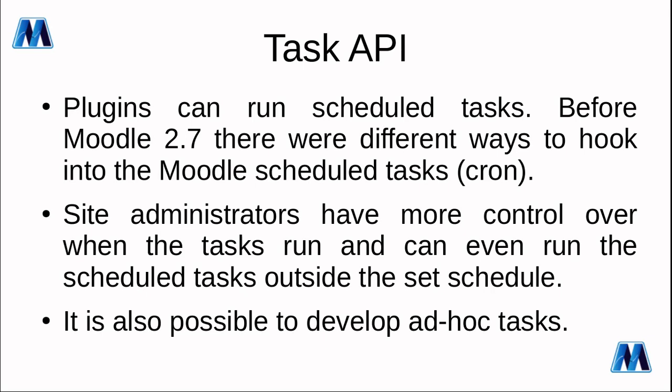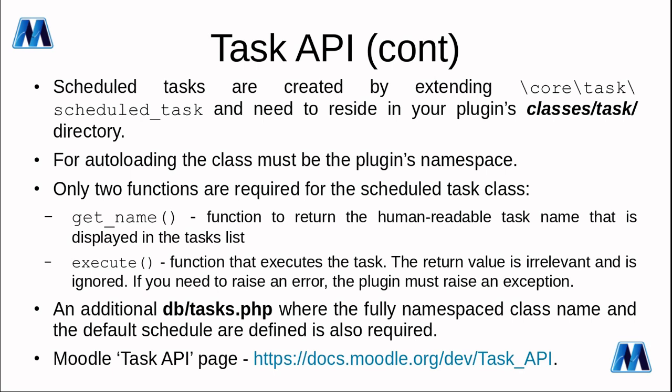Before Moodle 2.7, there were different ways to do this, and normally at that time they were referred to as the Moodle cron, following on the Linux way of doing scheduled tasks. Now site administrators have more control over when tasks are run, and they can even run the scheduled tasks outside of the set schedule, and control when the scheduled tasks run, etc. So it is a much better system now. It is also possible to develop ad hoc tasks, but we're not going to cover that in this course.